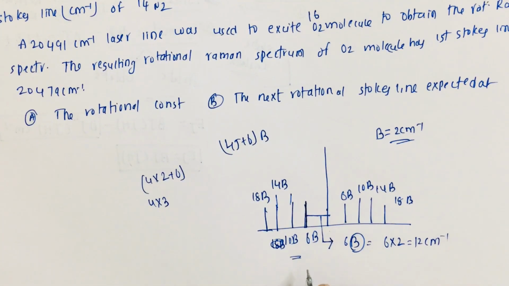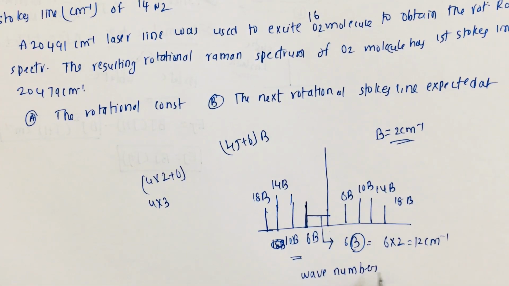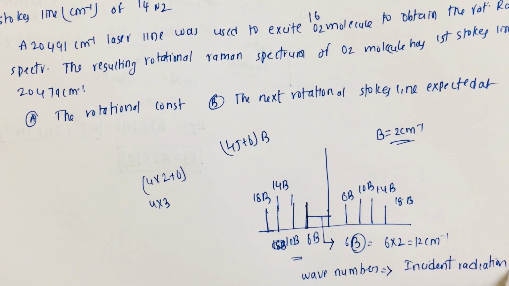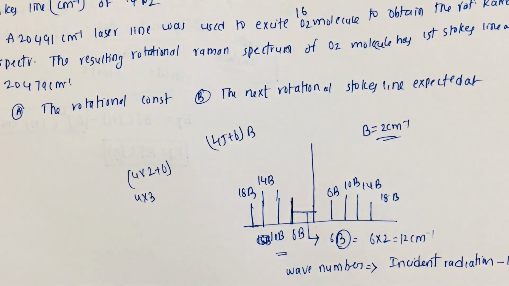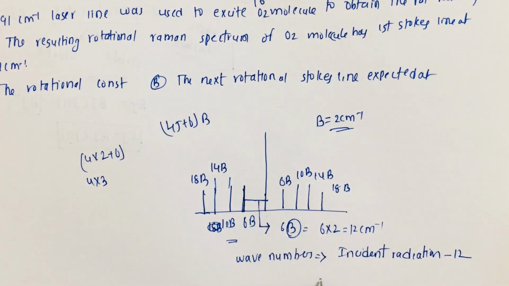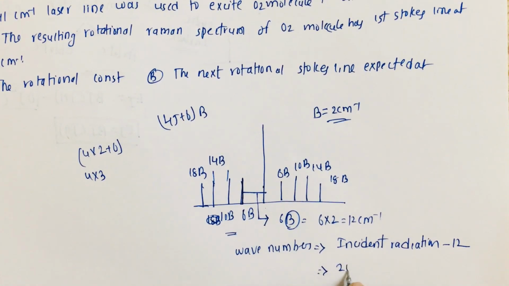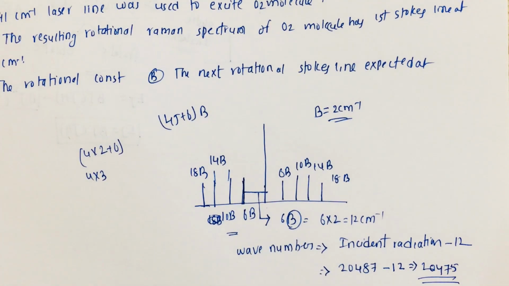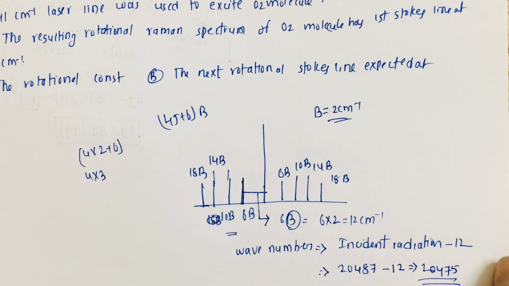Now the scattered wave number is equal to the incident radiation minus 12. So how much is the incident radiation here? 20487 minus 12. This comes out to be 20475. So this is the answer. So you have to calculate this way.